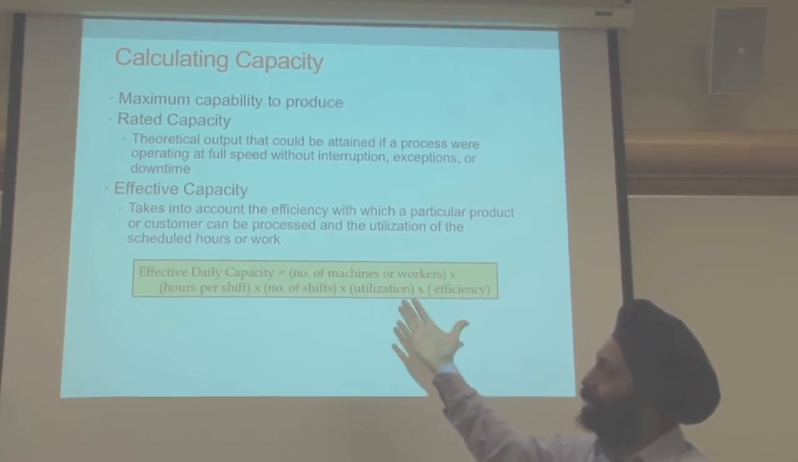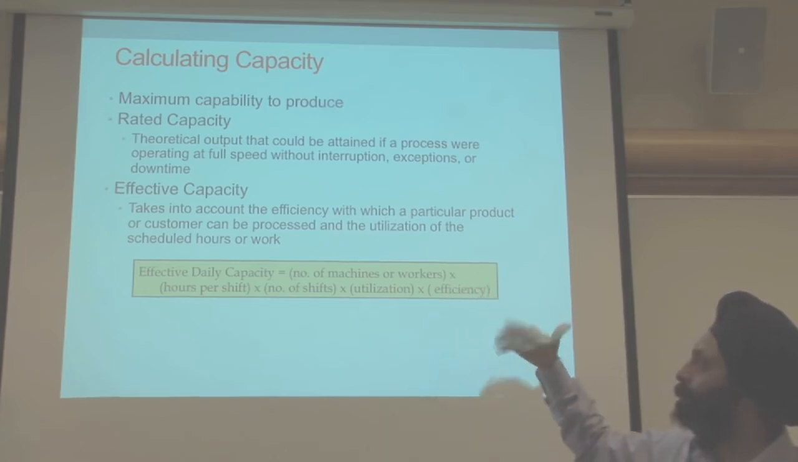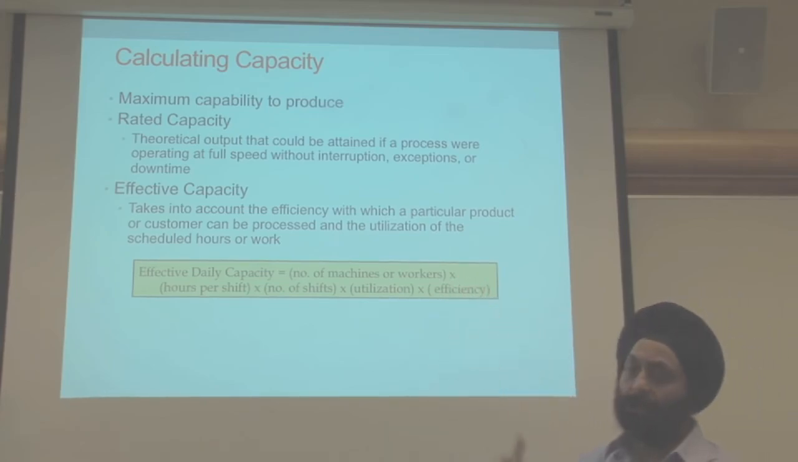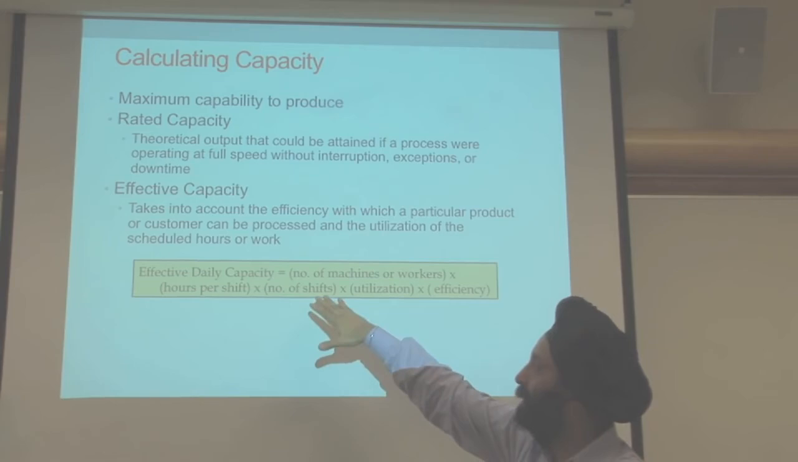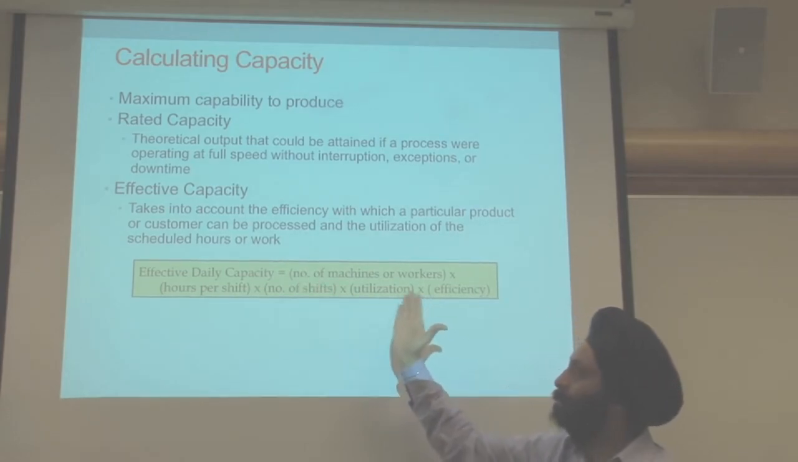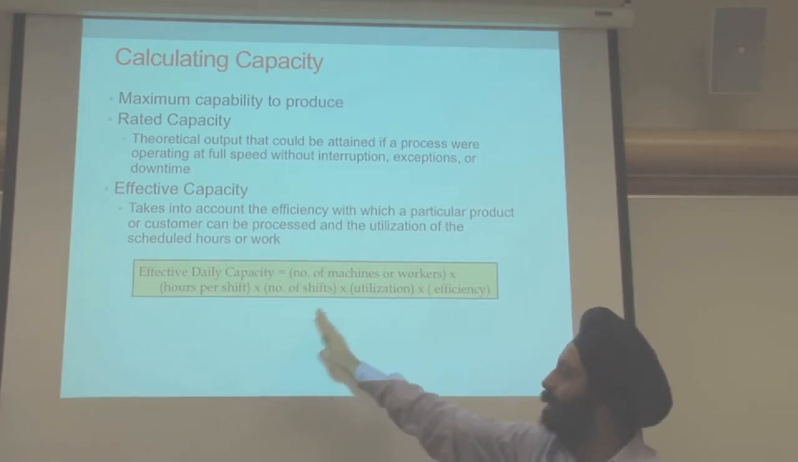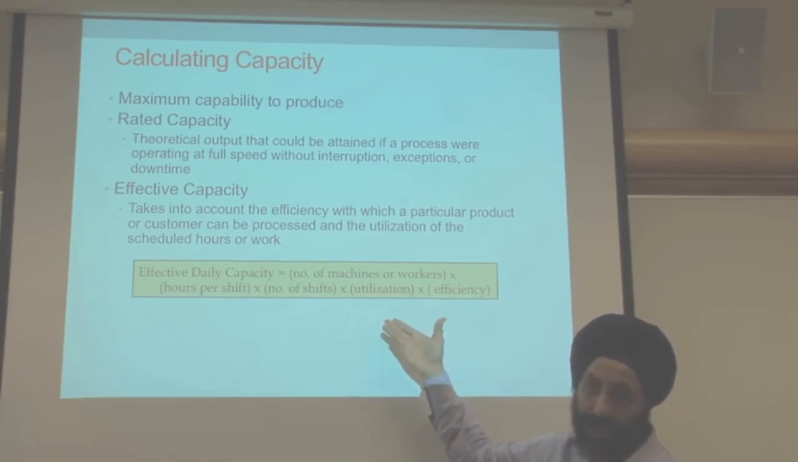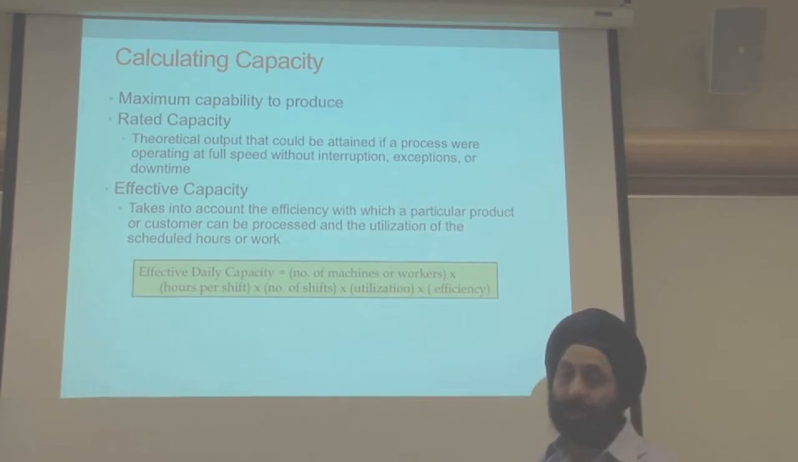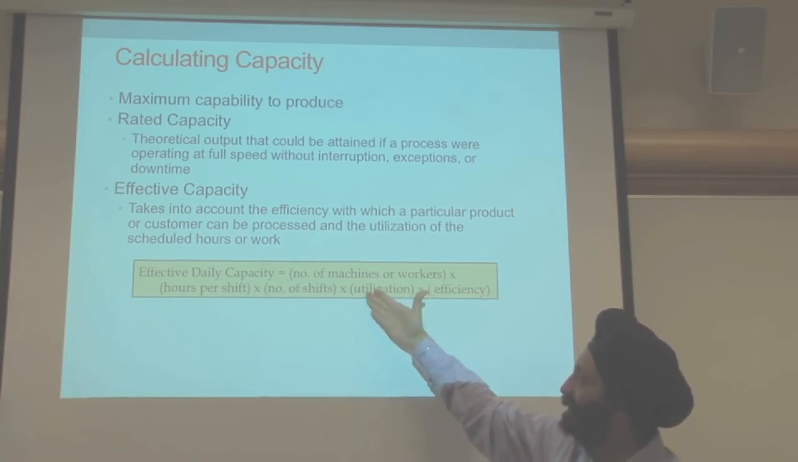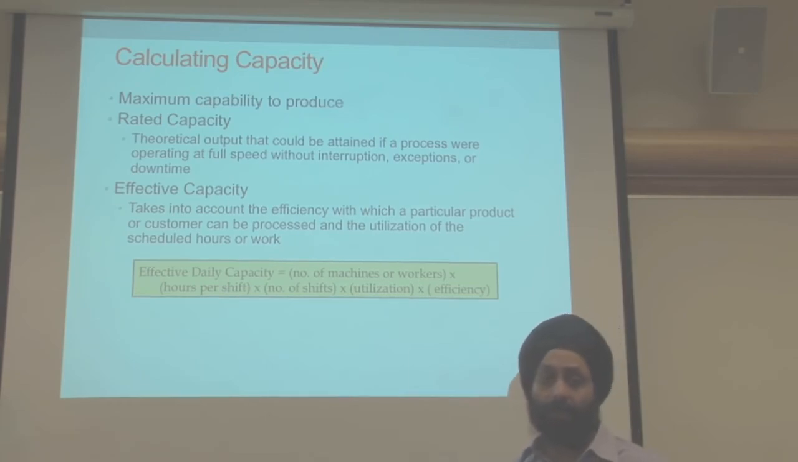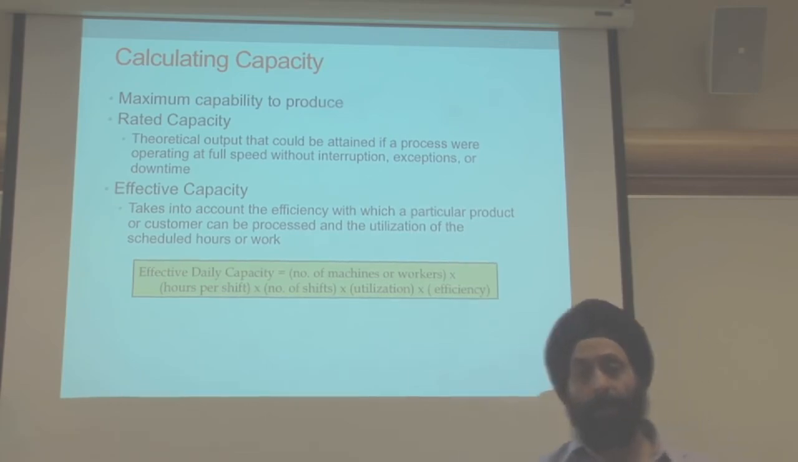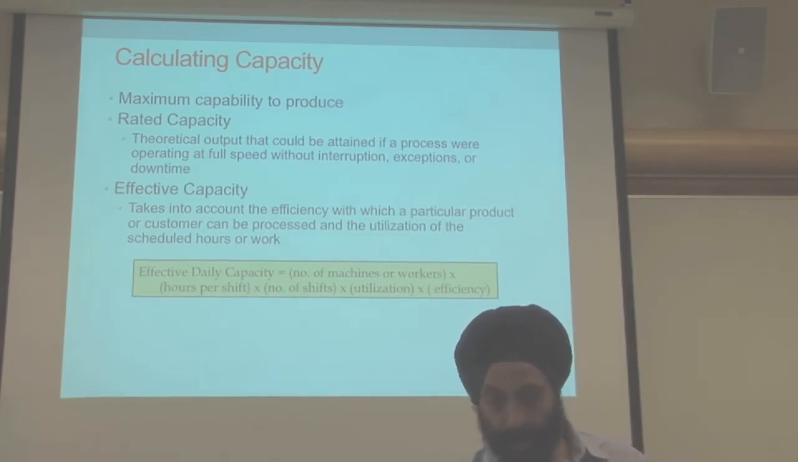But effective capacity takes into account efficiency for a particular product and the utilization based on the number of hours available to produce the product, etc., using normal conditions. So effective daily capacity is the number of machines or workers times hours available per shift times number of shifts times utilization rate. So not every machine is utilized 100% of the time. It could be less than 100%, and that's a factor, plus the efficiency of the machine. The yield may be slightly less than 100%, so that has to be factored in.